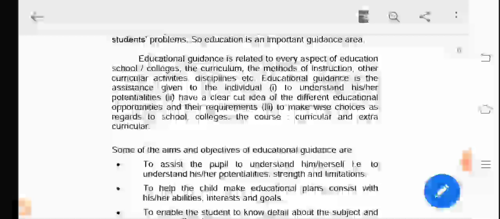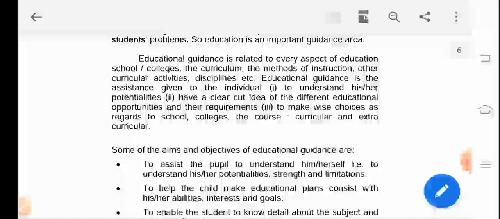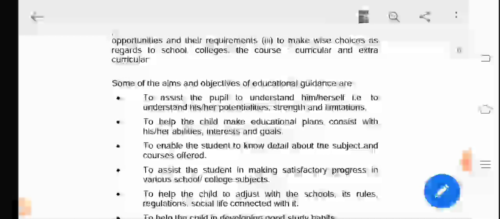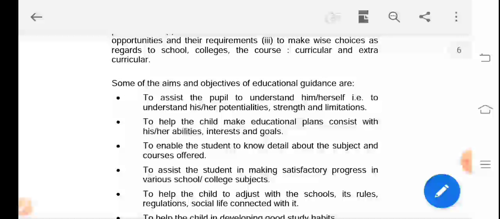So what are the various aims and objectives of educational guidance? Educational guidance assists the pupil to understand himself or herself, to understand his or her potential, strengths and limitations. That means to know his strengths and weaknesses, opportunities and potentials, so that these potentials can be capitalized to develop a human being who is well equipped in the educational sphere.